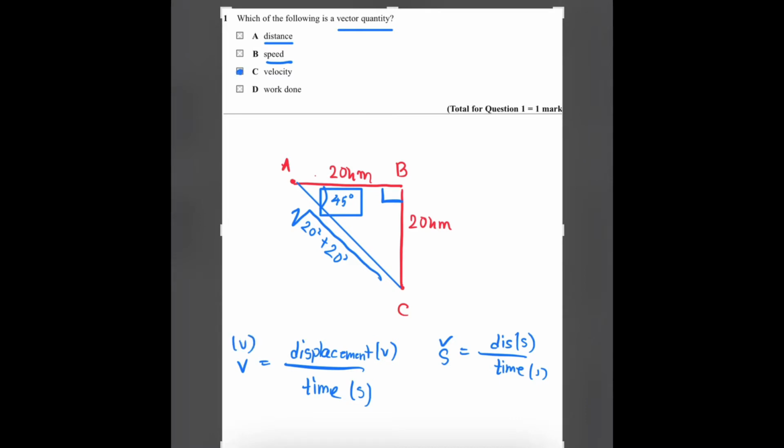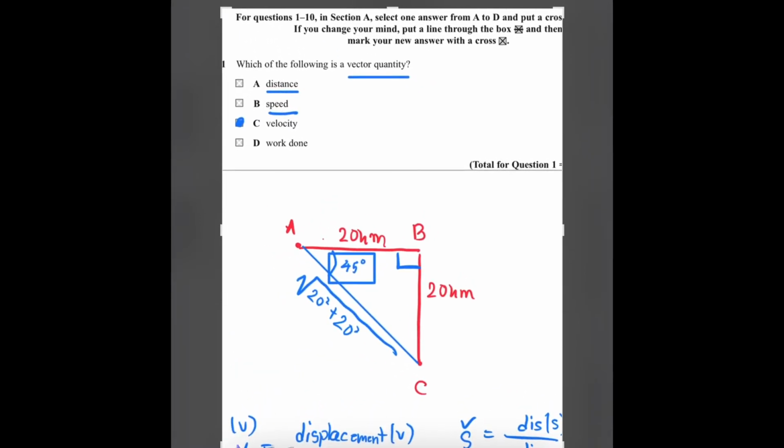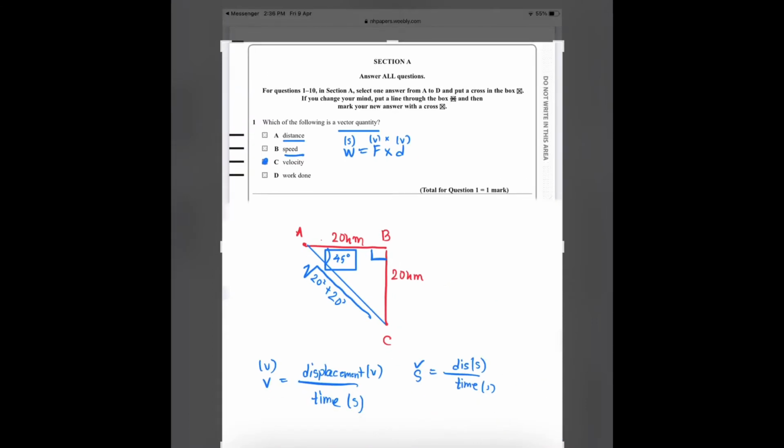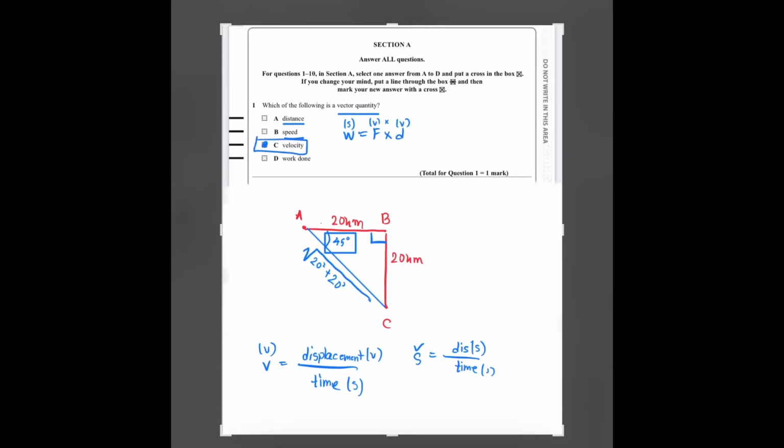So the answer is C. Option D is not correct, since work done is basically force times distance moved. Force is a vector quantity and distance moved is also a vector quantity, and we need to keep in mind that vector times vector is scalar. In this way D is not correct, and the correct option to this question is C.